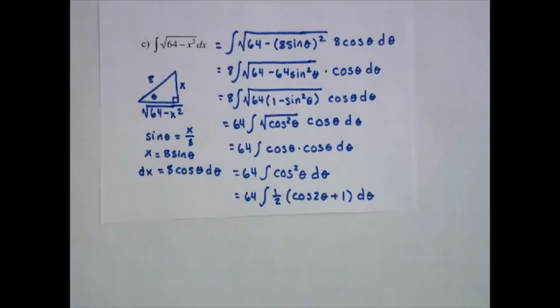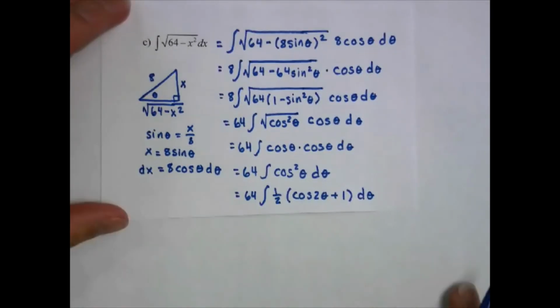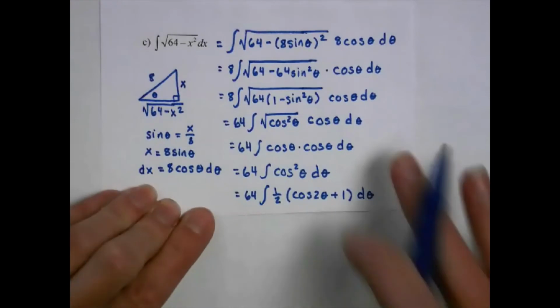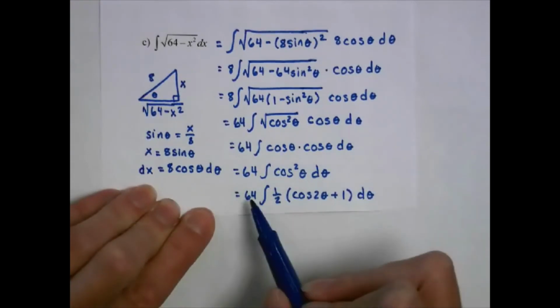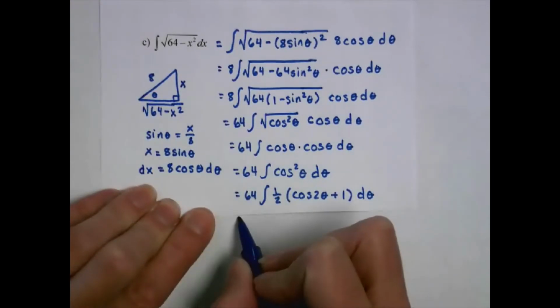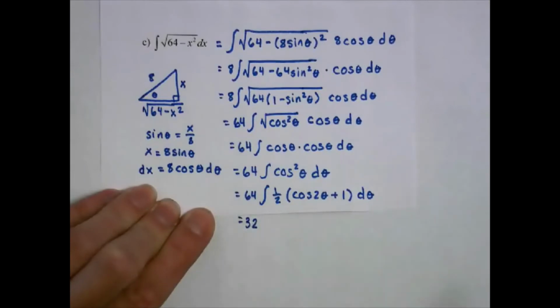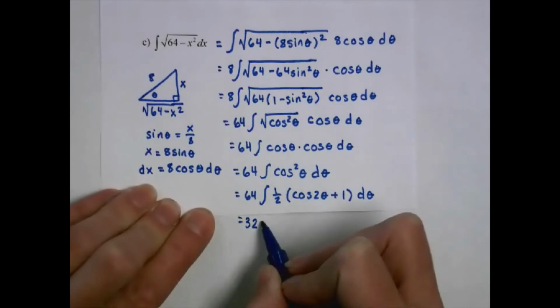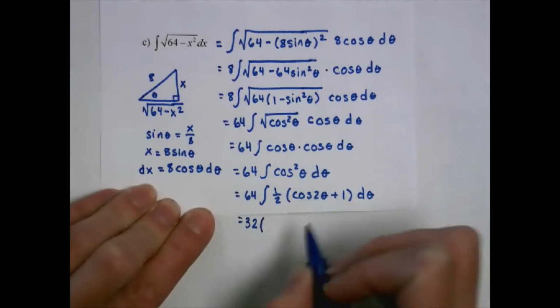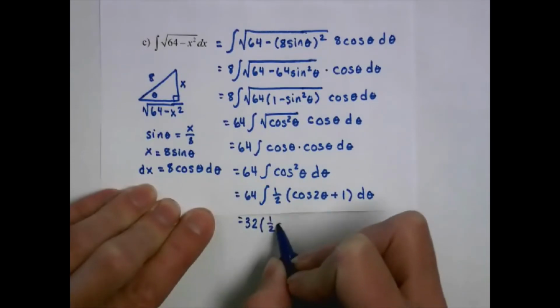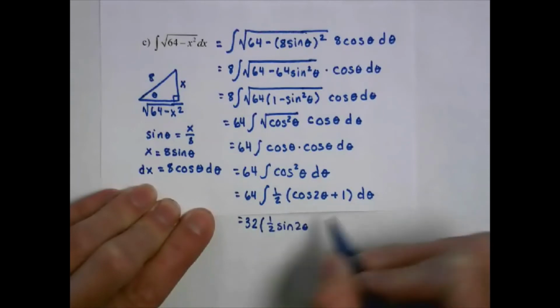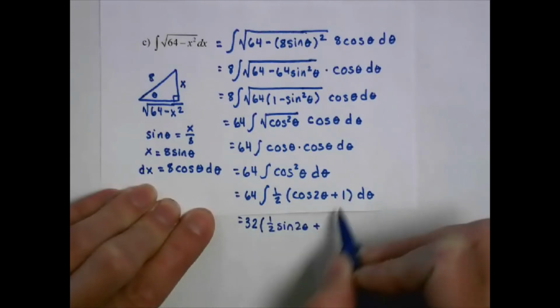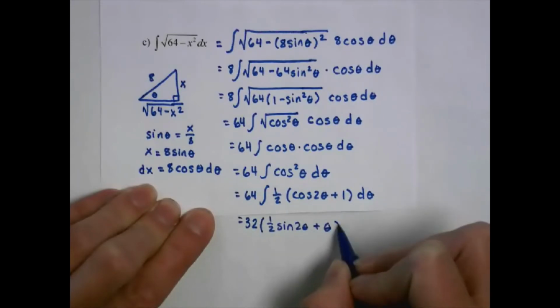Zoom out there to give us a little bit more space. So 64 times 1/2 is going to be 32. Then we're just integrating this and this. So 32, the integral of cosine 2 theta is 1/2 sine 2 theta. Integral of 1 is going to be theta.